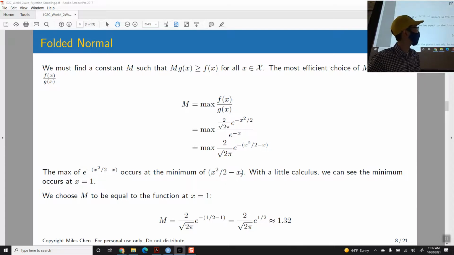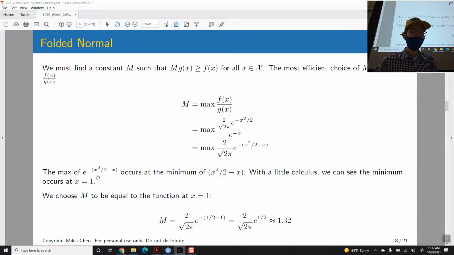Well, x squared over 2 minus x, that's just a polynomial. We can do a tiny bit of calculus. Or, there's a few ways to do this. I didn't bother doing the calculus, right? You take the derivative, set it equal to 0, and you solve. And you're going to find that the minimum occurs where x is equal to 1.